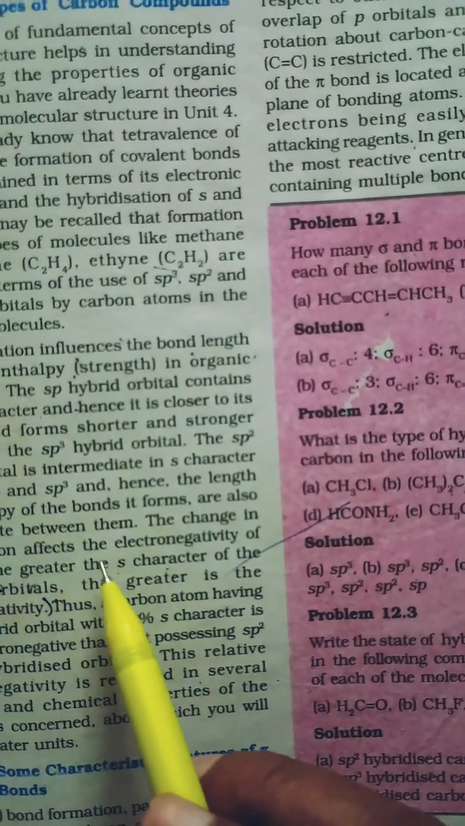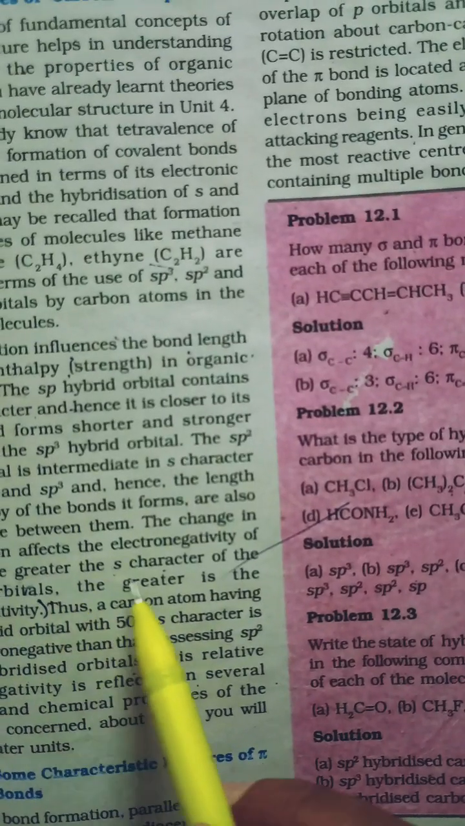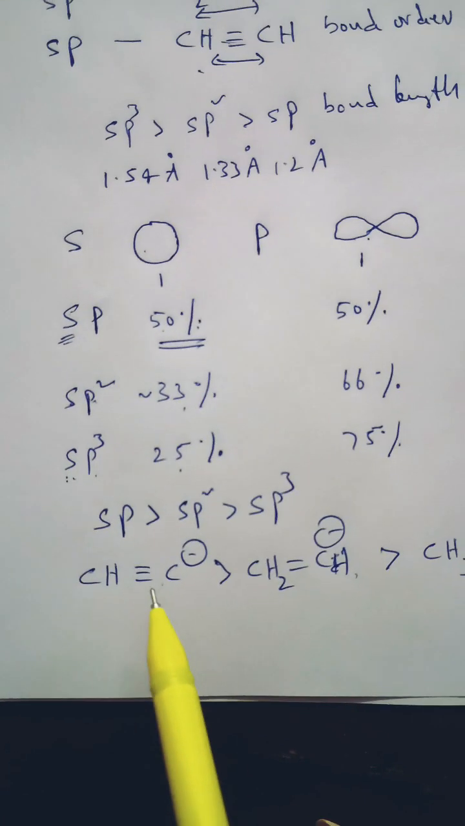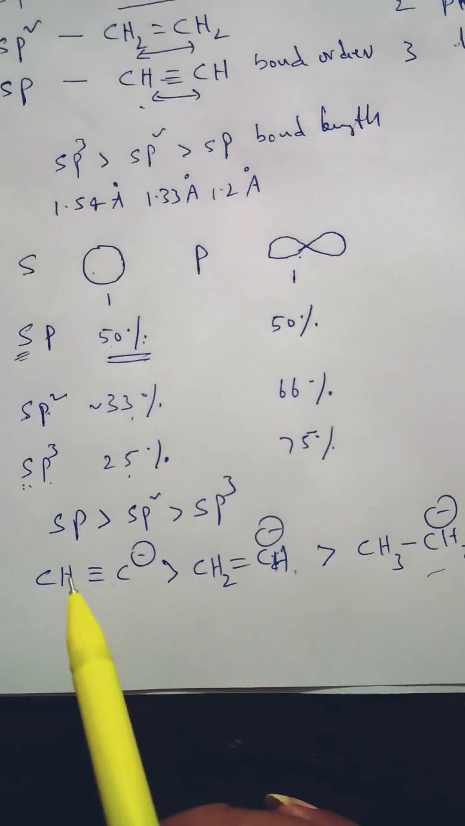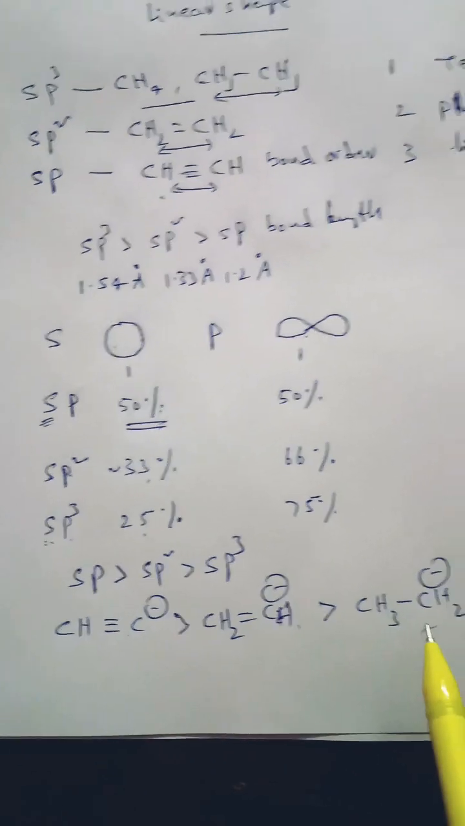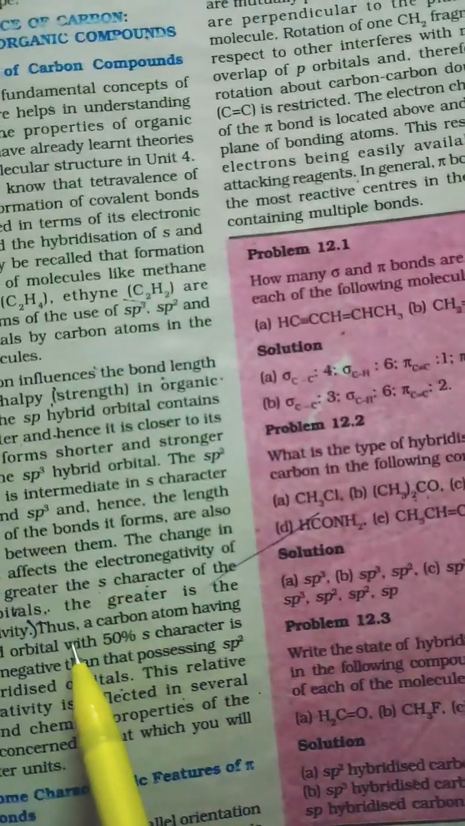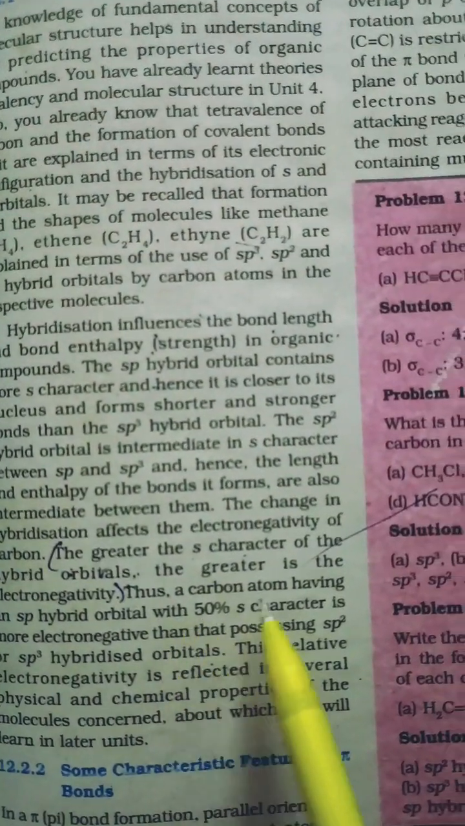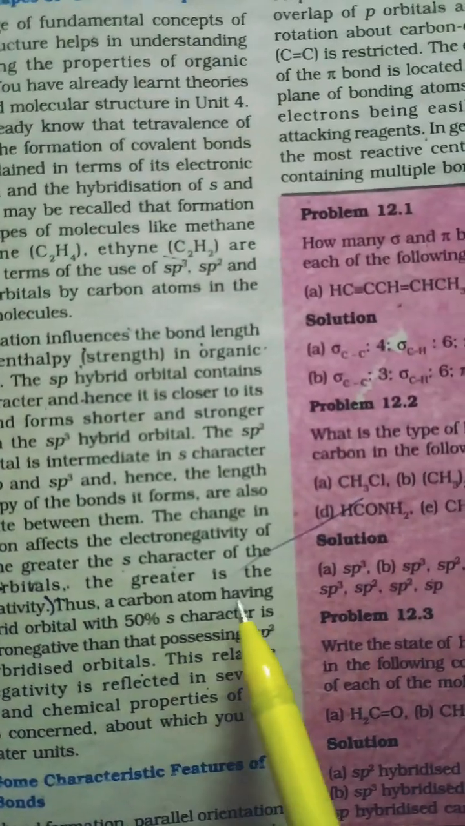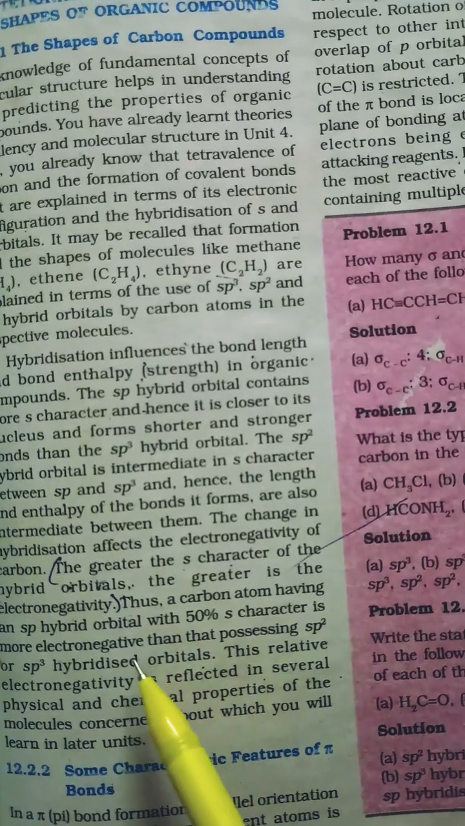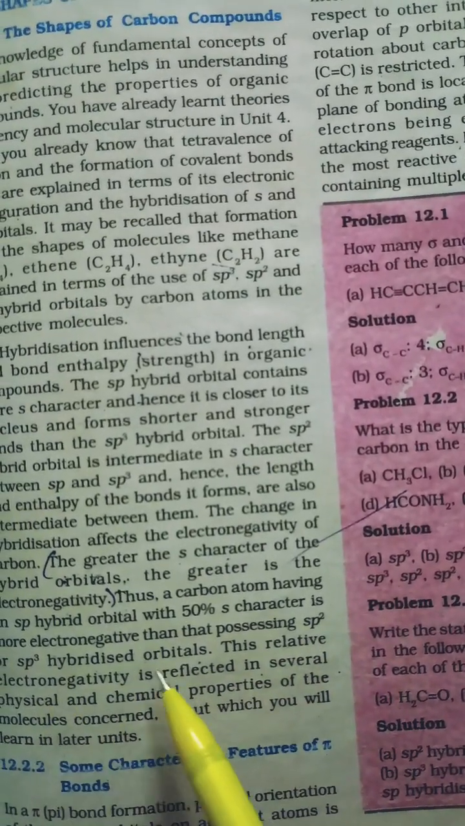The change in hybridization affects the electronegativity of carbon. The greater the s character of the hybrid orbitals, the greater is the electronegativity. That's what I explained. That means sp hybrid orbitals have more electronegativity. This is the electronegativity order: sp hybridization, sp2 hybridization, and sp3 hybridization. Thus, a carbon atom having an sp hybrid orbital with 50% s character is more electronegative than that possessing sp2 and sp3 hybrid orbitals.